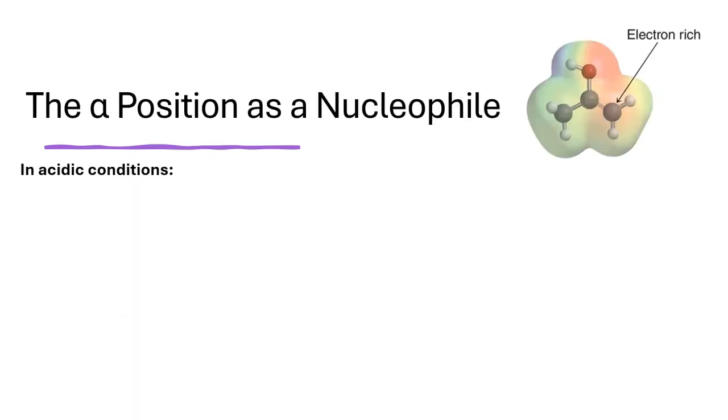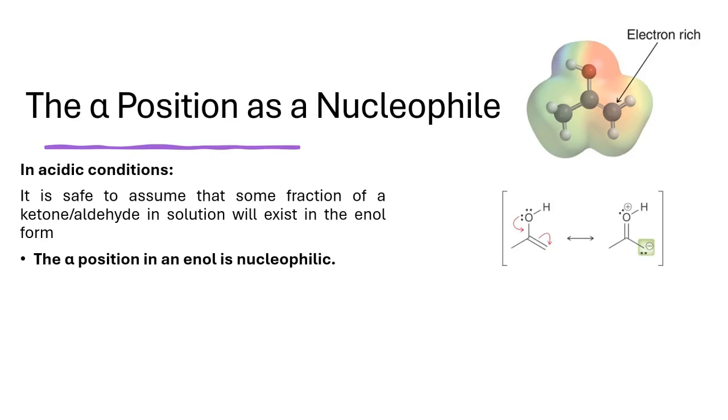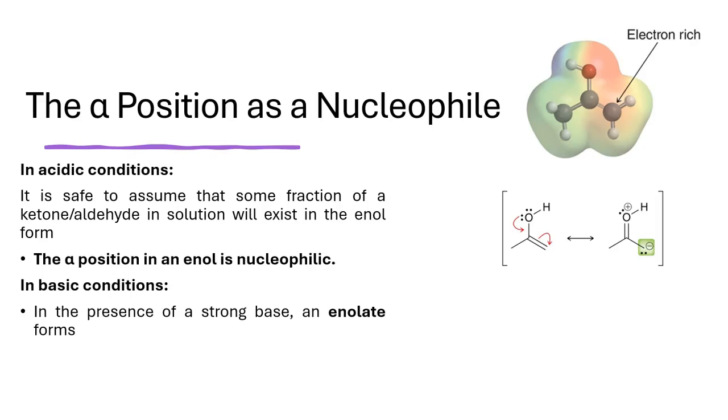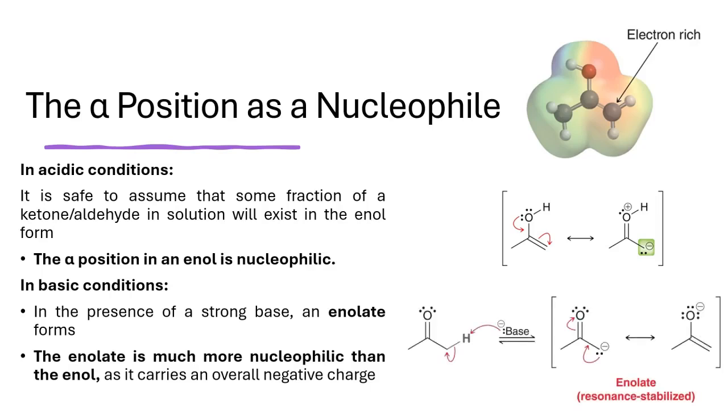The alpha position as a nucleophile. In acidic conditions, it is safe to assume that some fraction of a ketone or aldehyde in solution will exist in the enol form. The alpha position therefore will be nucleophilic because it is electron-rich. We can see the electron richness by looking at the resonance structures. In basic conditions, because in the presence of a strong base the enolate forms, the enolate is much more nucleophilic than the enol and will carry an overall negative charge. It is also resonance stabilized.